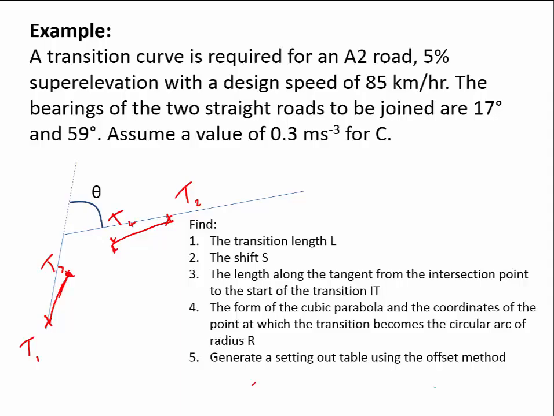To set out transition curves, we often use the offset method. So rather than using a radial method where you set up the total station from a single point and you use deflection angles, which we've done in setting out of circular curves, you will generate a setting out table based on a baseline. In this case, it would normally be the tangent line here. So you measure a certain distance, y, and it will give you an offset perpendicular distance, x, to plot out where that transition curve goes.